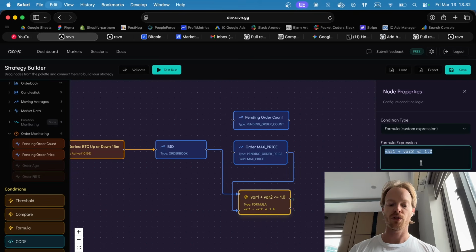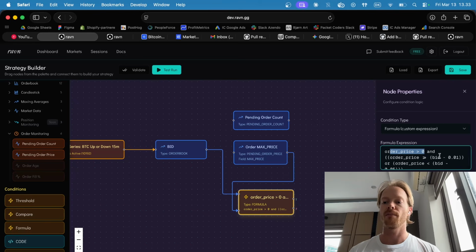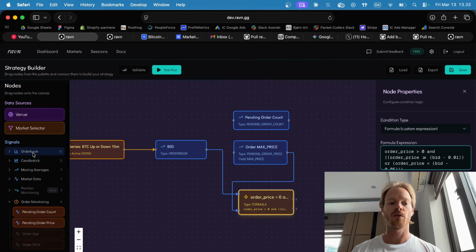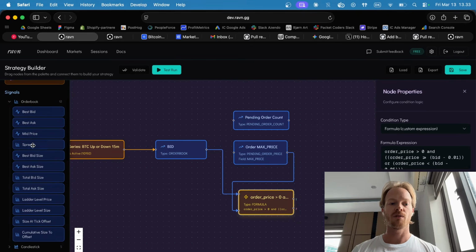Then in the formula expression, I'm going to paste this formula here. We check if the order price is greater than 0 and the order price is greater than or equal to bid minus basically the tick size, or the spread. But in this case, I'm just going to use 0.01. You can also use market data from the order book: we have the tick size, or in the order book we also have the spread, which is possible to use.